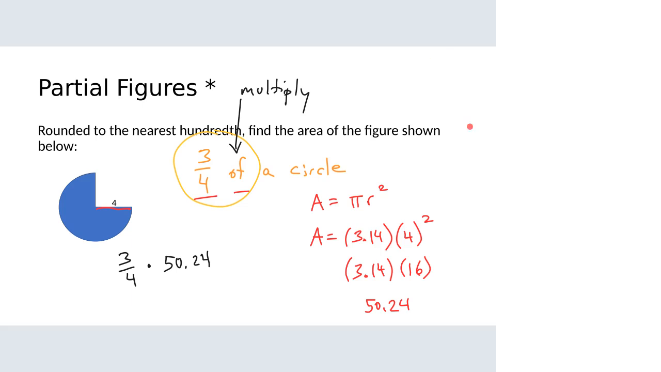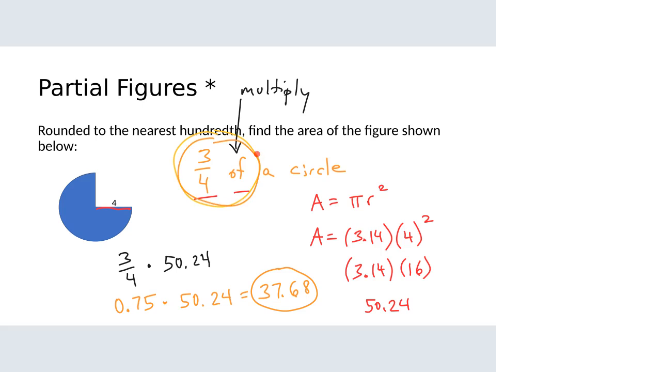3/4, that's a fraction. So that's telling us to go ahead and divide 3 divided by 4. So we'll do that, 3 divided by 4, and I get 0.75. Then I need to multiply by 50.24. And so we'll do that multiplication and end up with 37.68. And that was the most common answer here, which is good, but I think a lot of you knew you were looking for 3/4 of the area of this entire circle, but didn't exactly know how to get there. And this is how we'll do it.